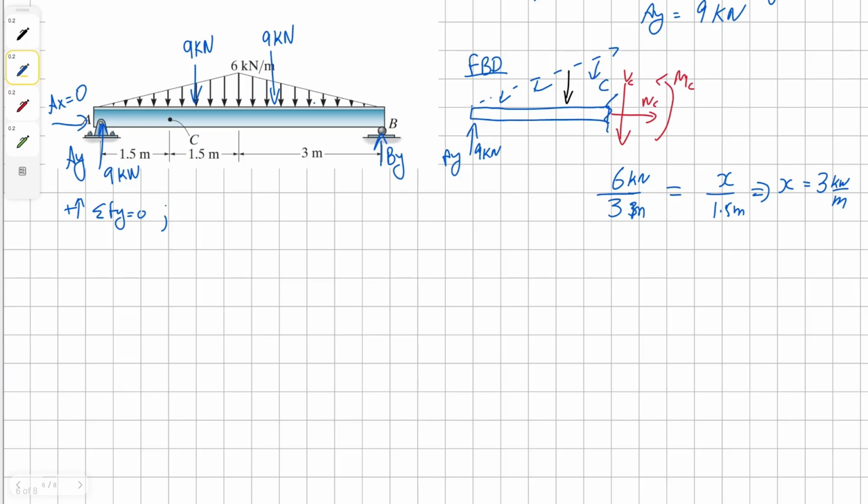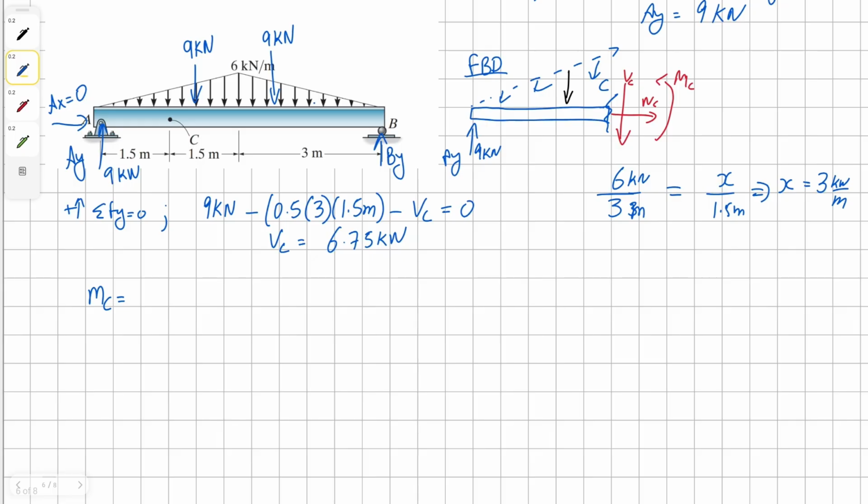Now we can sum the forces in y direction to get our solution. So we're going to have positive 9 kilonewton from AY, and then our point load is going to be negative because it's going downwards. It's going to be 0.5 times 3 times 1.5 meters. And then finally we have our shear, which is also negative. All of this is equal to 0. Solving for shear, we get our solution as 6.75 kilonewton.